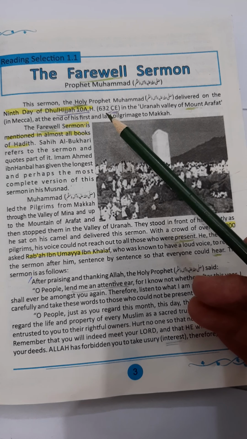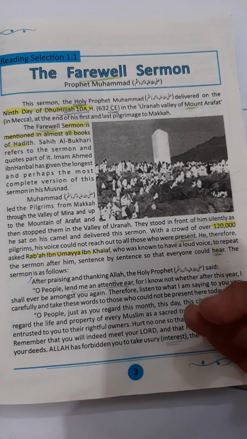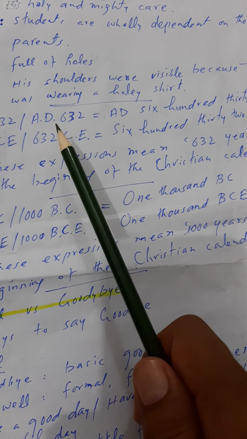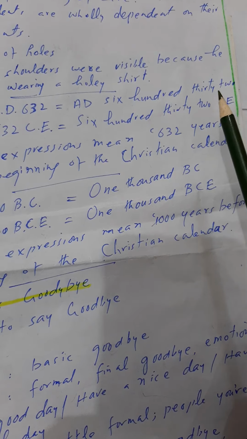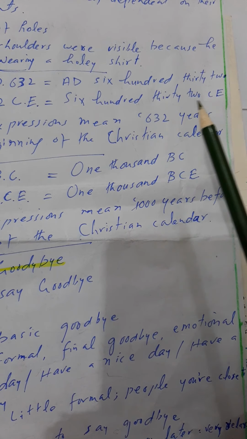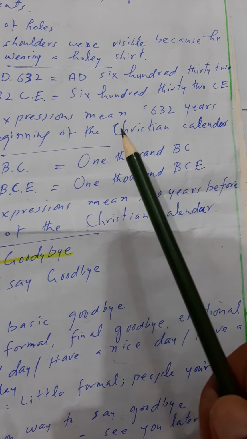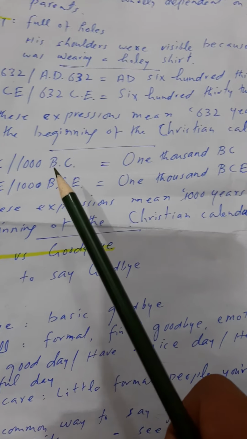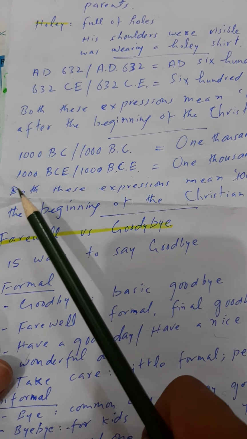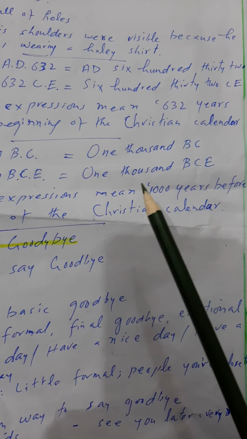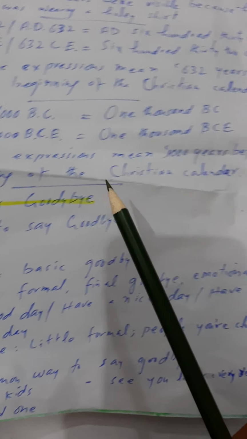Dear students, what's the difference between CE and AD? There is no difference. AD 632 or A.D. 632, 632 CE or 632 C.E. Both these expressions mean 632 years after the beginning of the Christian calendar. 1000 BC or 1000 B.C., 1000 BCE or 1000 B.C.E. Both these expressions mean 1000 years before the beginning of the Christian calendar.